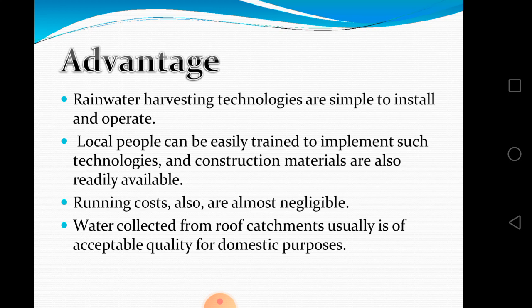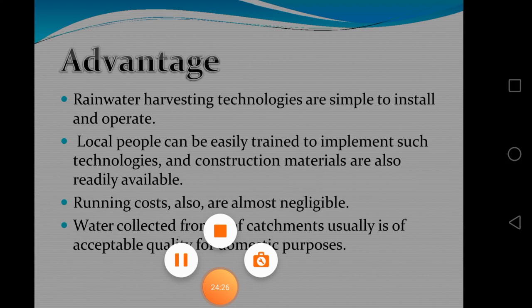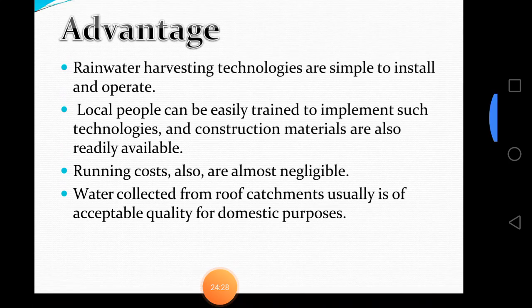So the advantages: rainwater technologies are simple to install and operate. Local people can be easily trained to implement such technologies, and construction materials are also readily available, and running costs are almost negligible. Water collected from roof catchments is usually of acceptable quality for domestic purposes. That is one of the important points.